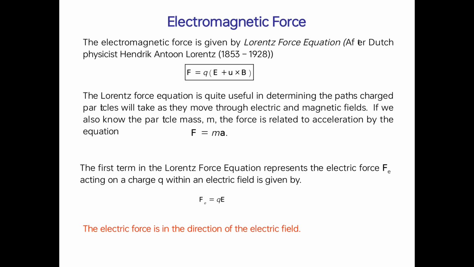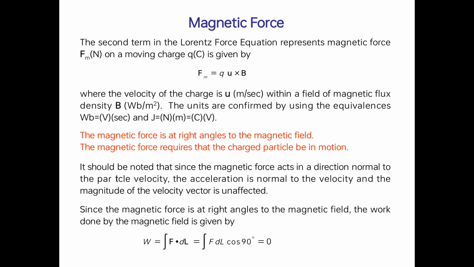The first term in the Lorentz equation represents the electric force Fe acting on a charge q in an electric field, given by Fe = qE. The force is in the direction of the electric field.